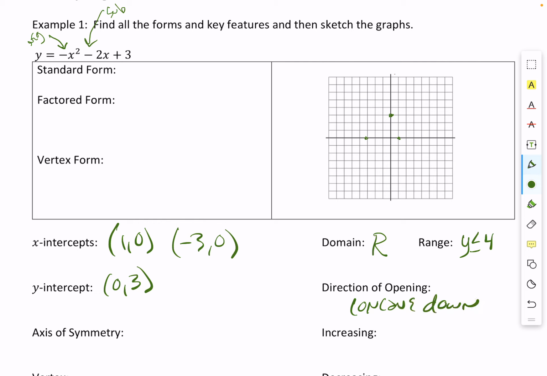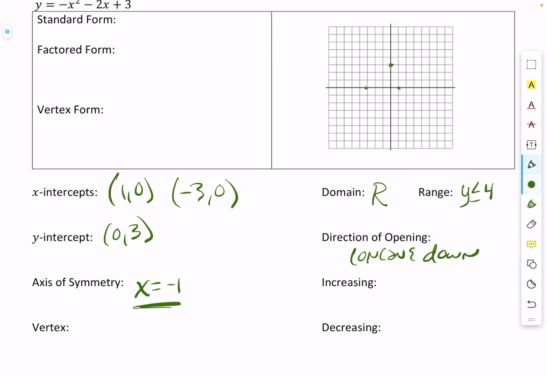Okay, axis of symmetry. Can I have someone raise their hand and tell me what the axis of symmetry is? Kelsey? Just -1? There we go. Watch that, because on your Canvas quizzes, that's the number one thing you're getting wrong: you're forgetting the x equals on the axis of symmetry. X equals -1. Good.